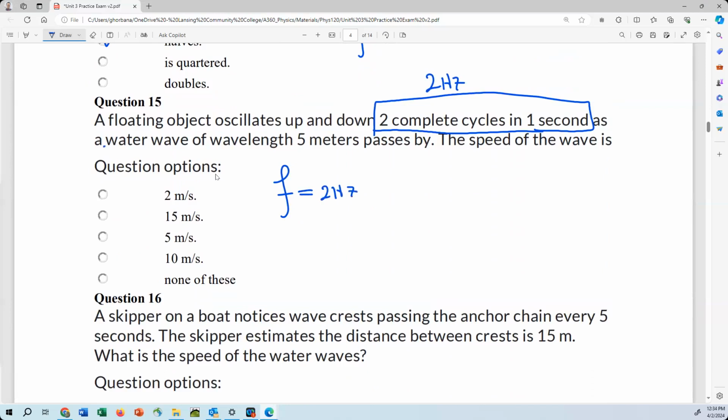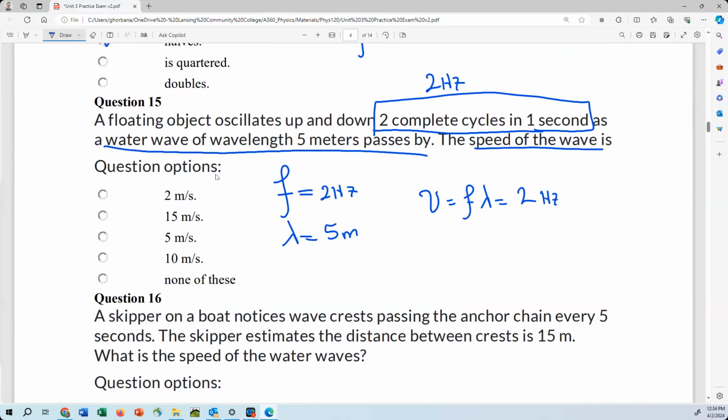And the water wavelength is 5 meter. So what is the speed of the wave? The speed of the wave is frequency multiplied by lambda, 2 hertz times 5 meter. The velocity will be 10 meter per second. So the right answer is 10 meter per second.